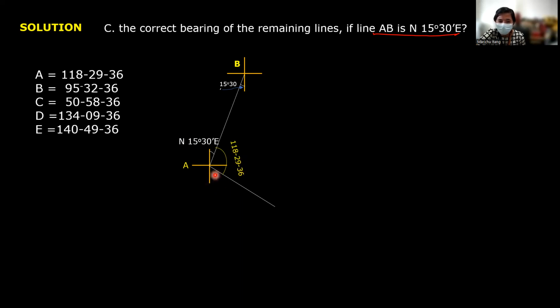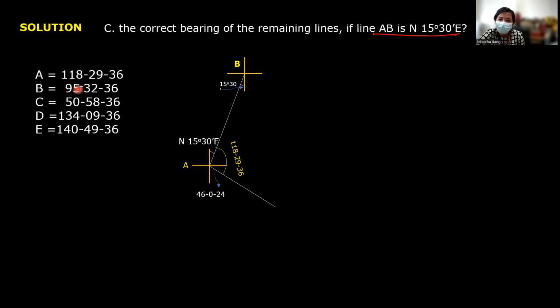So this is equivalent to 46 degrees and 24 minutes. How did we get this? You just subtract 180 by this one and this angle, and then the remaining will be this one. Okay, if we are done with A, let's move to B.